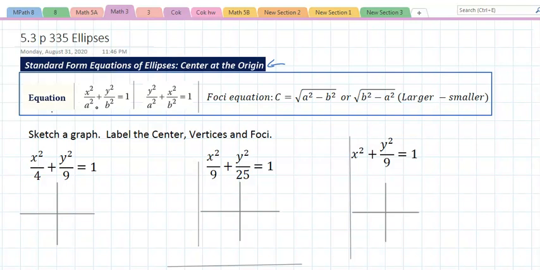The book likes to justify those because they set a to be bigger than b and vice versa. We don't. It doesn't matter. We say that's an equation of an ellipse right there. That's more than enough.